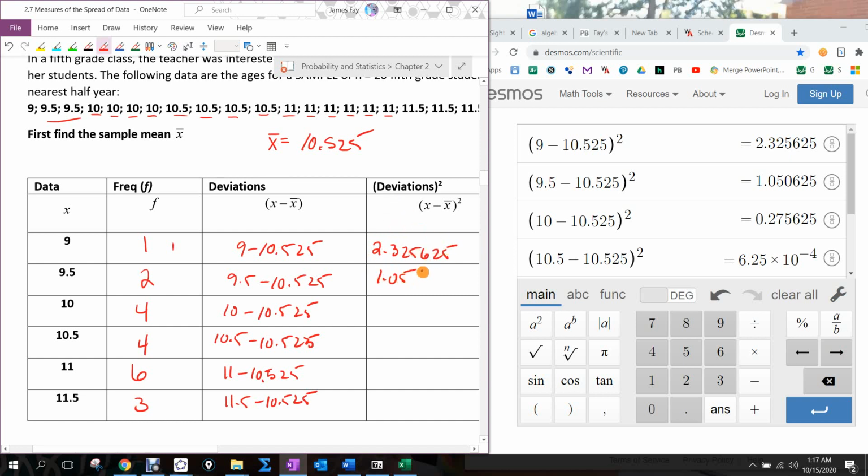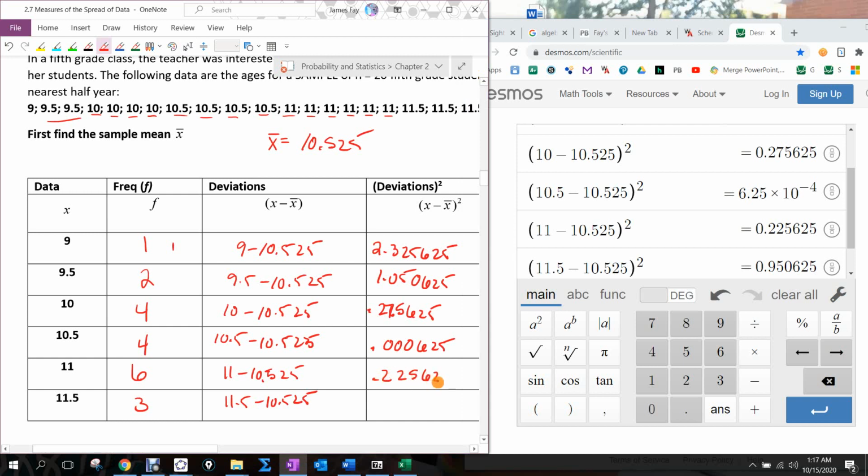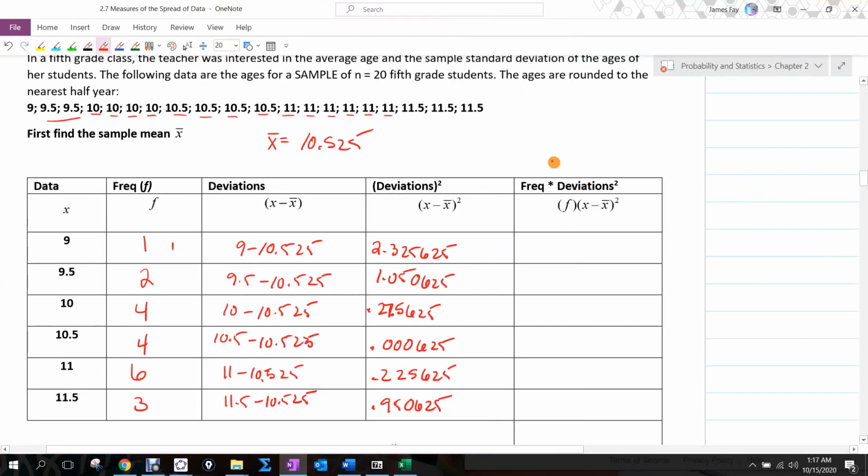But we've got 2.325625. We have 1.050625. We have 0.275625. Now, remember what this means. It means 0.000625, scientific notation. That's going to happen, and that's because that value is very close to the mean, so the deviation is very small. Then we got 0.225625. And then the last one is 0.950625. Now the only thing, and I think it's important to talk about this, if I wasn't using this frequency approach, then basically I would have another cell that has that deviation in it.